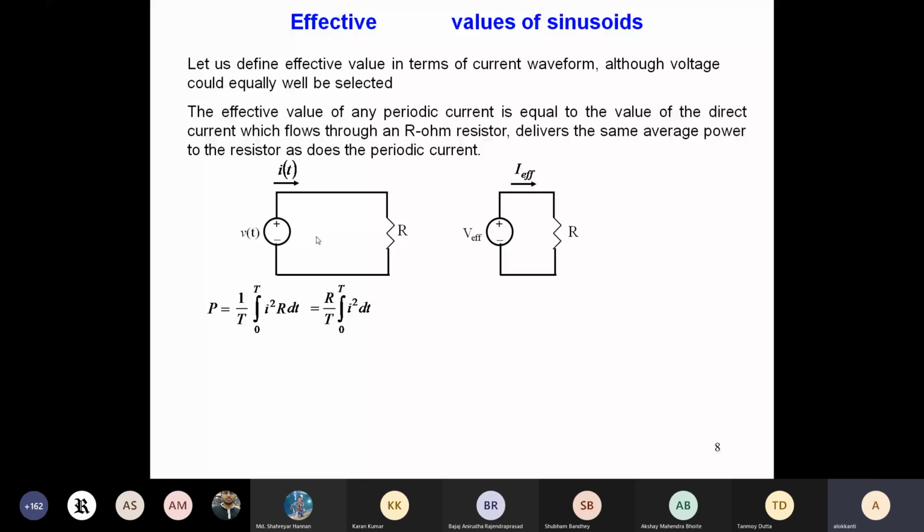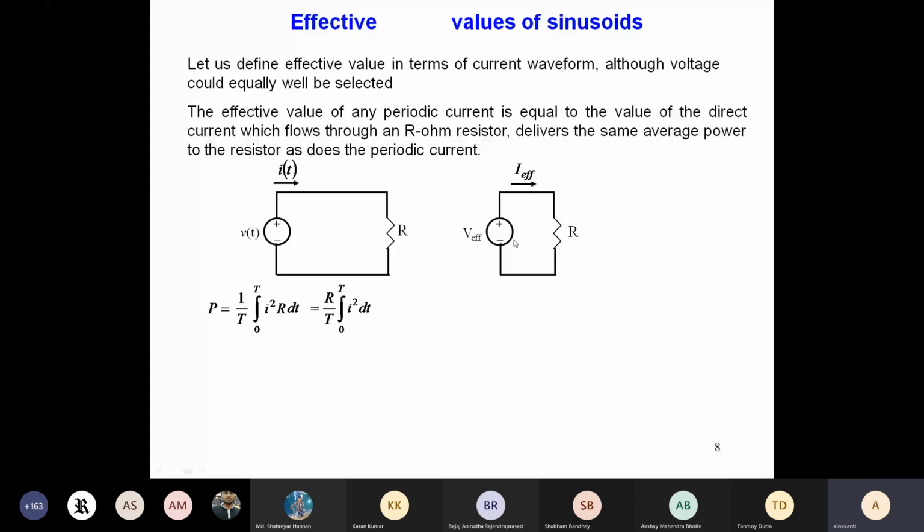You know how to handle a DC source. V by R equal to I. For this DC source also you can find out the current and the power, which is I square R. So if this I square R is equal to the total power that goes into the resistor in one full cycle, then what will be the value of the DC current that will lead to it? That is how it is defined.